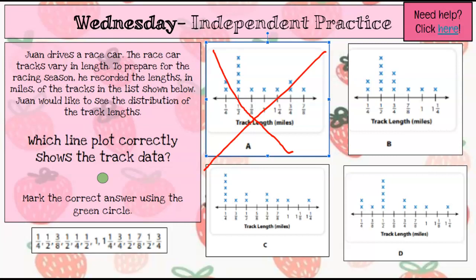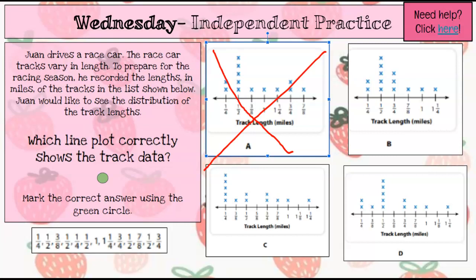Looking at our next one, we do see our numbers in order correctly here. So that could be an option. Let's move on. Here, again, you can see the numbers are in order from least to greatest. There's just a few extra numbers listed in there, so that could be an option. And finally, D, we have our numbers listed in order from least to greatest again.